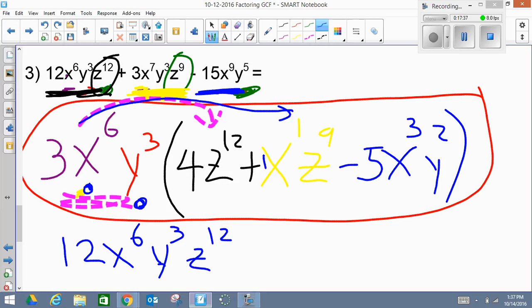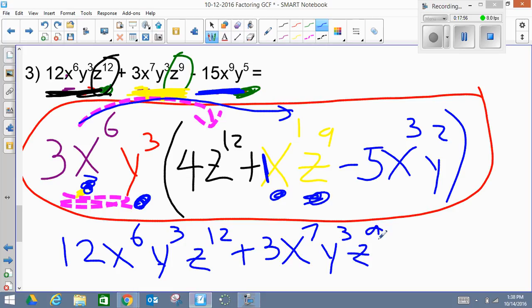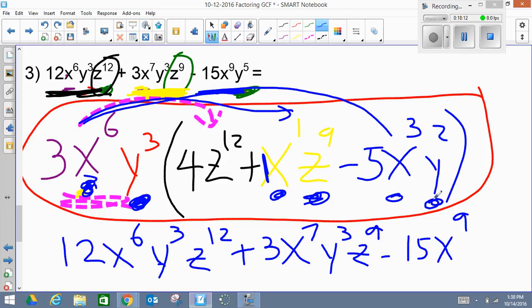Next, that times the second term. So you got 3 times 1, so that's a 3. X to the 6 times x to the first, x to the 7th. Y to the third times, there's no y there, so you got to bring the y to the third. And you got a z that is left, so you bring down the z to the 9th. The last thing is your number on the outside times the third term. So 3 times negative 5, negative 15. X to the 6 times x to the third, x to the 9th. Y to the third times y to the second, y to the 5th.